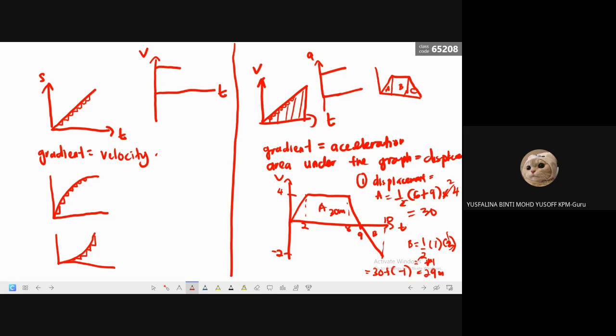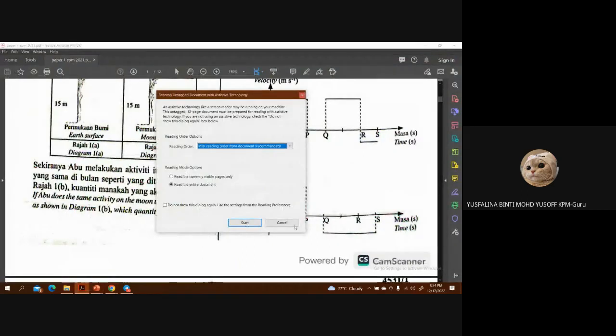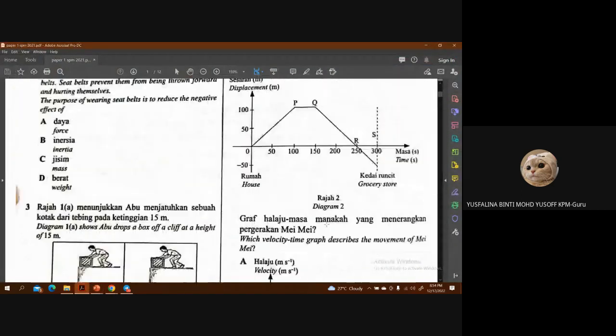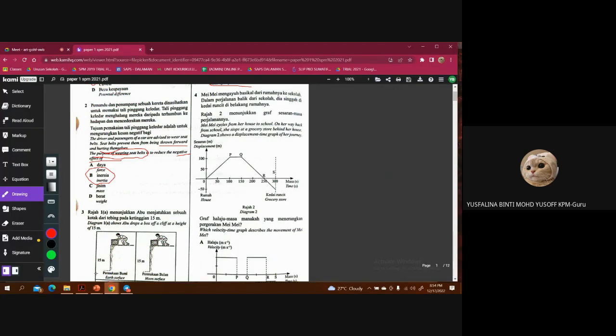So we go back to the questions. I hope you don't forget about this one. Now, it says which velocity-time graph describes the movement of the object. I divide it into O to P, P to Q, Q to R, and then R to S, which is the same as the graphs given in the answers here.